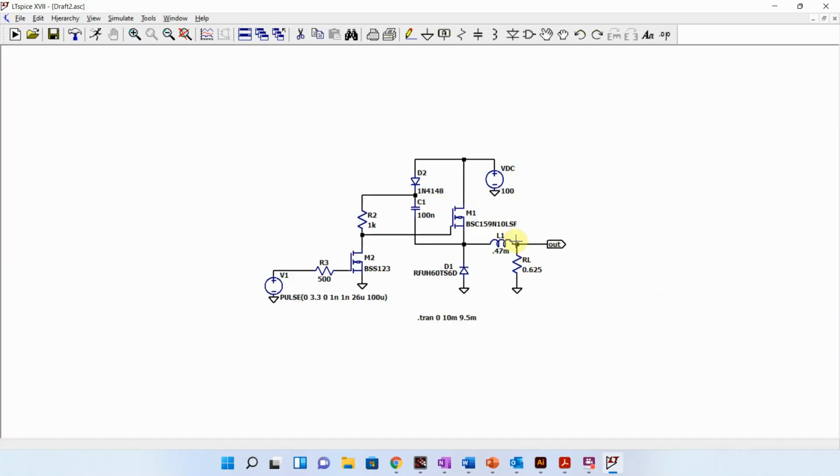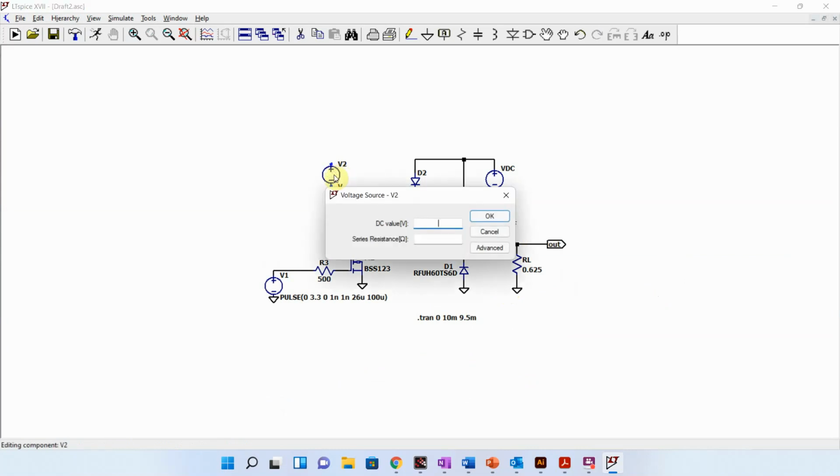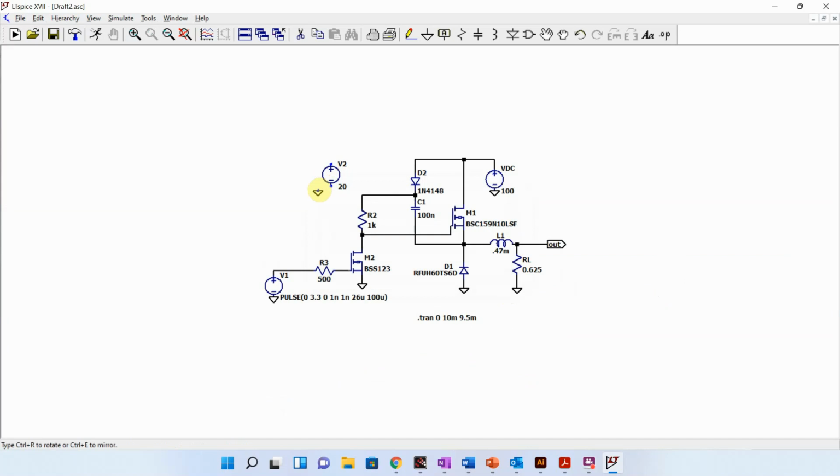So we're going to come in here and grab another voltage source over here. And we want a gate to source of 20 volts. So I'm going to put 20 volts there.